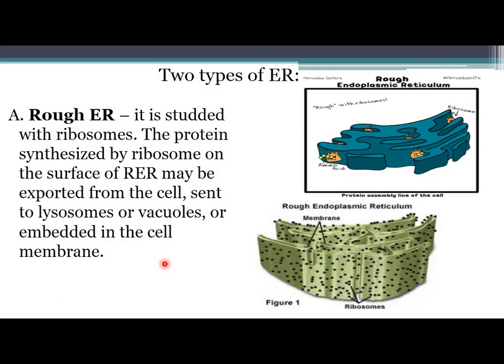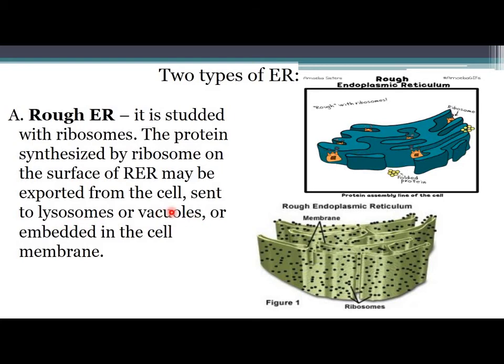Next. Another, naman, rough endoplasmic reticulum. It is studded with ribosomes. Yan, itong mga to. And the protein synthesis by ribosomes on the surface of rough endoplasmic reticulum may be exported from the cell. Papadala sa ibang cell, o di naman kaya ipadadala yung nabuong protein papunta sa lysosomes, o di naman kaya dalhin siya sa vacuole.